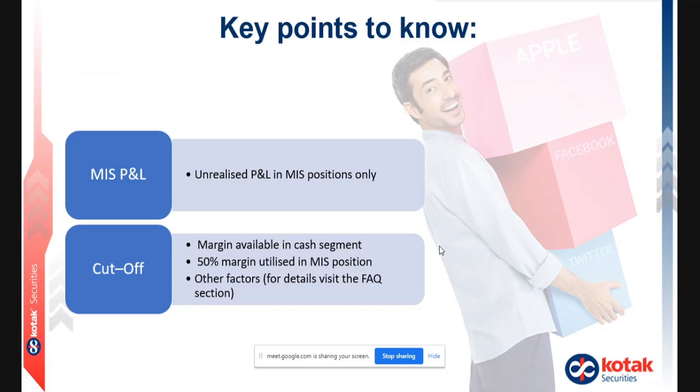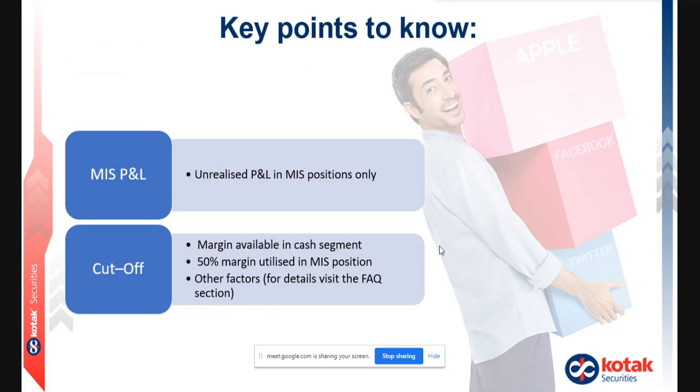One is how much margin is available overall in your cash segment, which can be seen in the limit segment, and the 50% of the margin utilized in MIS position. This 50% can vary from time to time, but currently it is 50%. And there are other factors too. There are 3-4 factors on which the cutoff will be calculated. We have clearly shown it in our FAQ section.